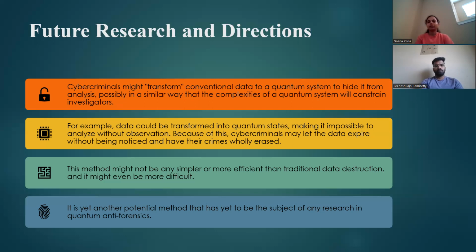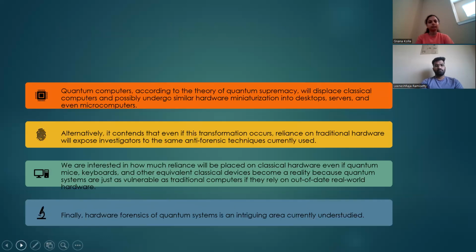Yet another potential method that could be the subject of research is quantum anti-forensics, and quantum computers. According to the theory of quantum supremacy, they will displace classical computers and possibly undergo similar hardware minimization into desktops, servers, and even microcomputers. Alternatively, it is possible that in this transformation, reliance on traditional hardware will expose investigators to the same anti-forensic techniques currently used.